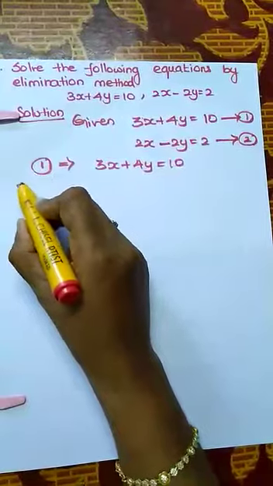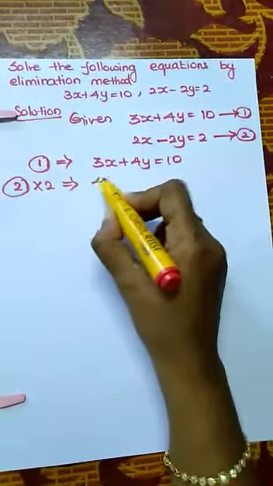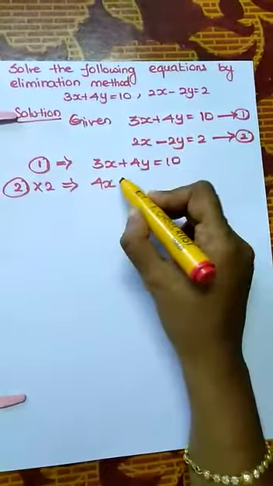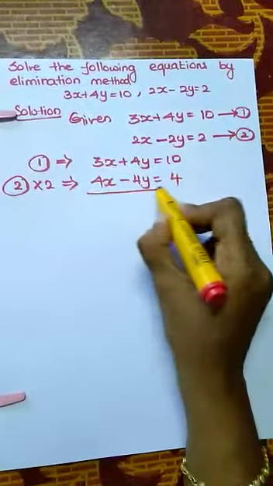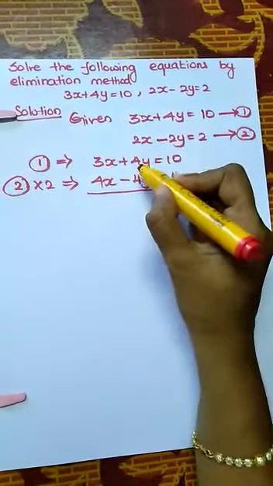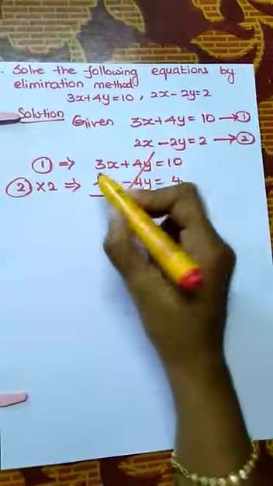We are going to multiply the second equation by 2. So 2 into 2x, 4x. Again 2 into minus 2y, minus 4y. 2 into 2, 4. Look at the coefficient of y value. Both are the same number but different sign. So directly cancel the values.